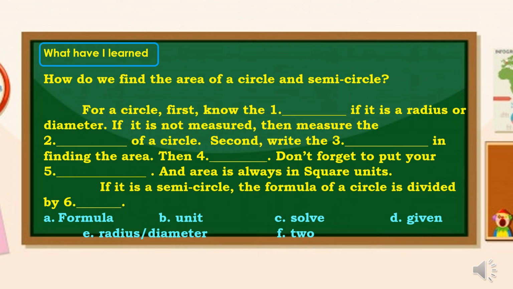Let us check what you have learned. Fill in the correct word to complete the paragraph. How do we find the area of a circle and semicircle? Choose your answer from the choices below. You will be given time to read and answer this activity.